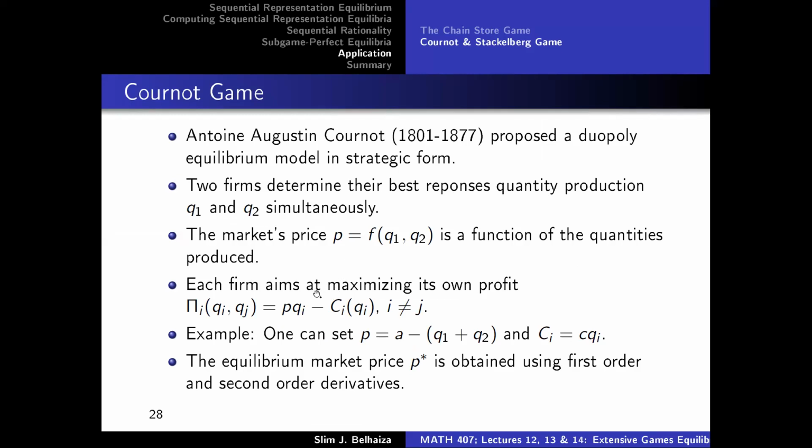Each firm aims to maximize its own profit, which is the price times Q minus the cost of production of the quantity. One can set P, the price of the good, as a linear function of the quantities produced, for instance A minus (Q1 plus Q2). And the cost of production could be just a linear relation with the quantities produced: Ci is small c times Qi. So the equilibrium market price is obtained using first order and second order derivatives in the Cournot game.